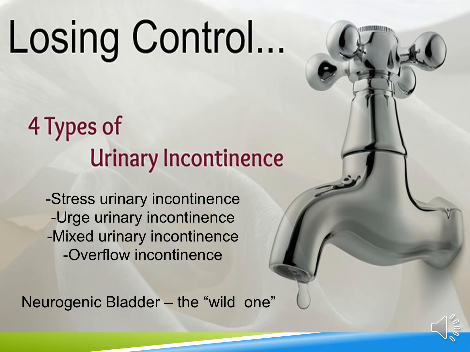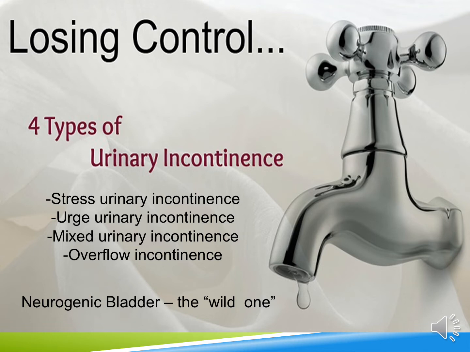So types of urinary incontinence. There are 4 primary types of urinary incontinence. Stress urinary incontinence is the loss of urine less than 50 milliliters that occurs when there is a sudden increase in the intra-abdominal pressure, such as the client or patient sneezing, laughing, lifting something very heavy, coughing. Any kind of sudden increase in the intra-abdominal pressure will cause loss of urine.